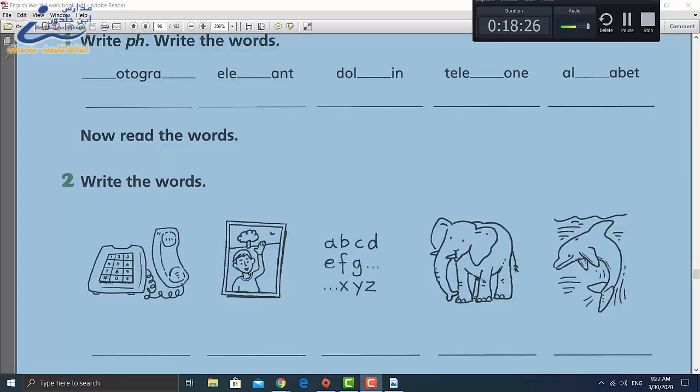Exercise number 2, write the words. Number 1, what is it? Try to think. Yes, we have just mentioned. Yes, telephone. Number 2, photograph. Number 3, alphabet. Number 4, elephant. Number 5, dolphin.